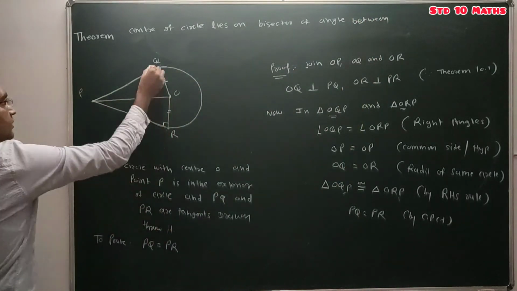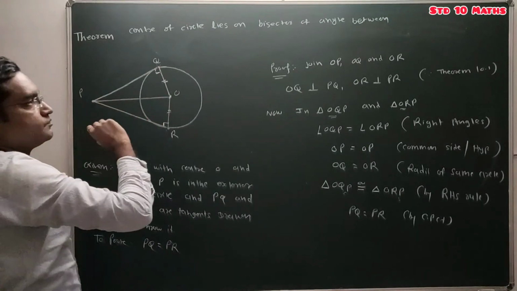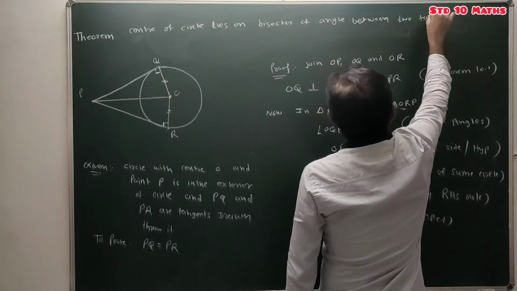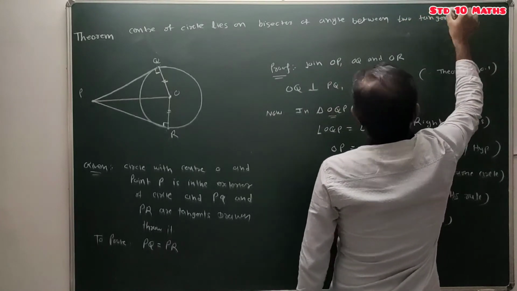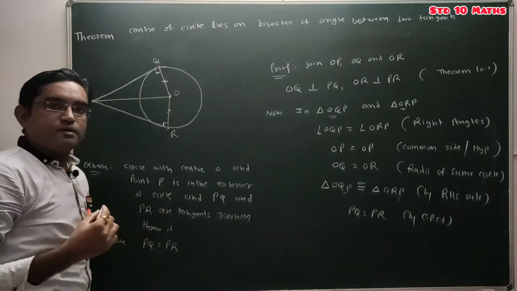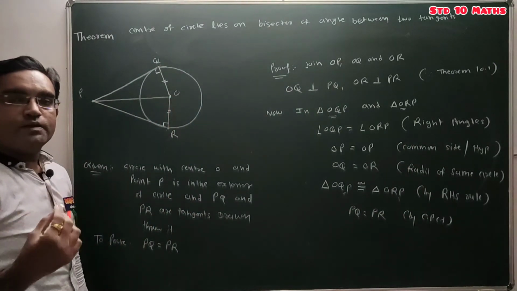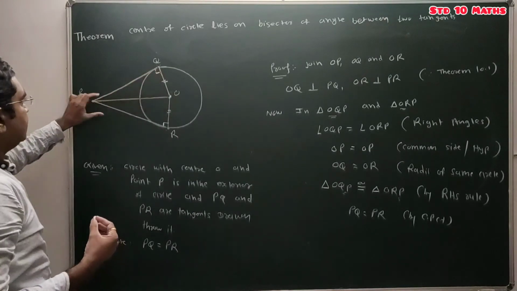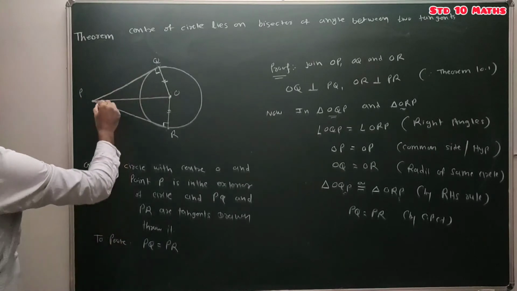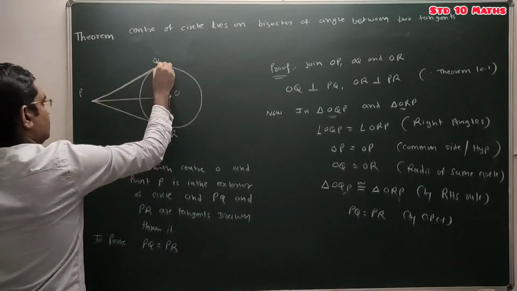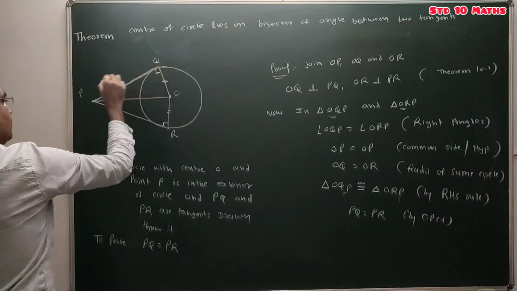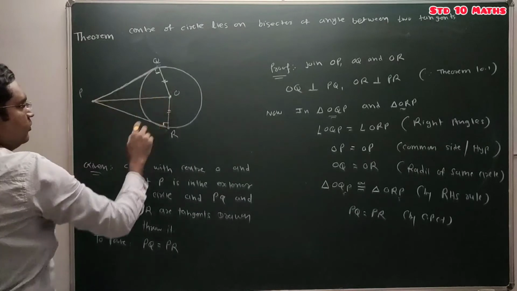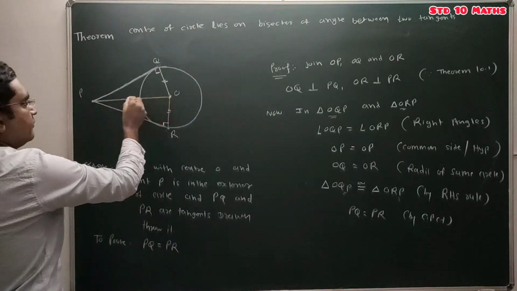between two tangents. We know that for any circle we can draw maximum two tangents from the exterior point. So if we draw two tangents from this exterior point P to this circle with center O, we are getting one angle, angle QPR, and here the bisector of this angle is PO, and that bisector will pass through this center.